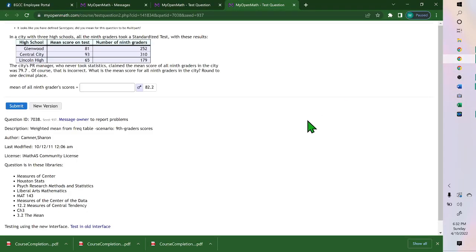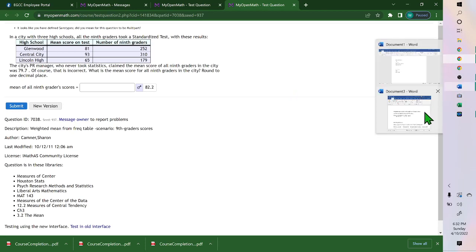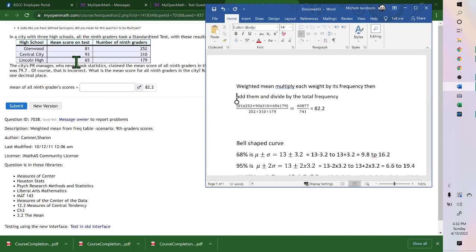Hello. For these two problems, this first one, we're looking for a weighted mean because they want to find the mean of all ninth graders. And at Glenwood, the average was an 81 and there was 252. Then this one was 93 and there were 310 students. So this is the number of students, or the frequency.